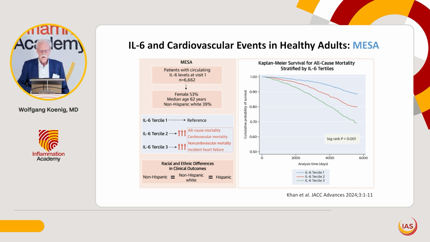If you look at the Kaplan-Meier curves, they are clearly separated on the right side. And if you look into tertiles here on the left side, and compare the IL-6 second tertile and third tertile to the reference, you see an increased risk for all-cause mortality, for cardiovascular mortality, non-cardiovascular mortality, but also incident heart failure. So there is abundant evidence that IL-6 plays a significant role.